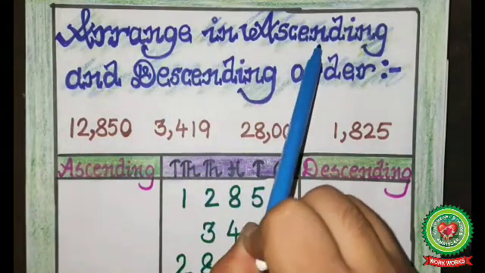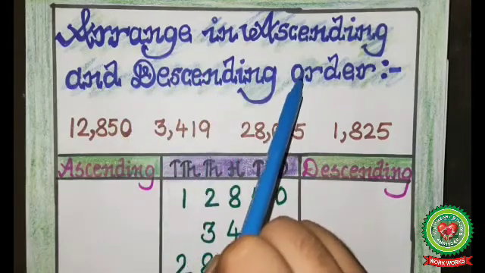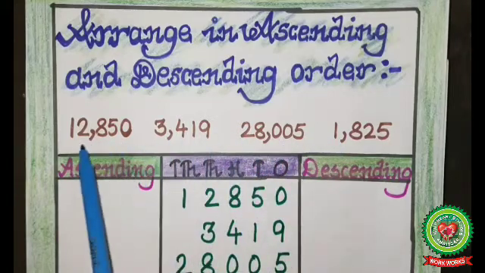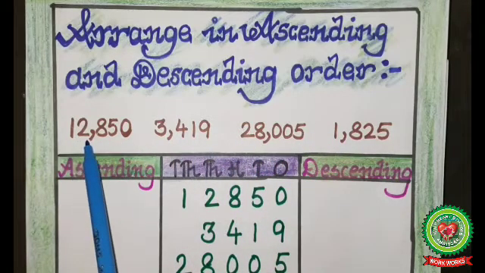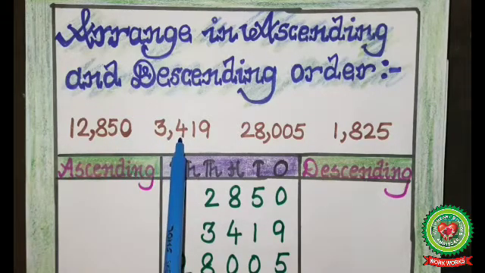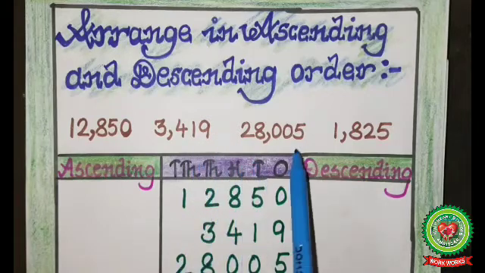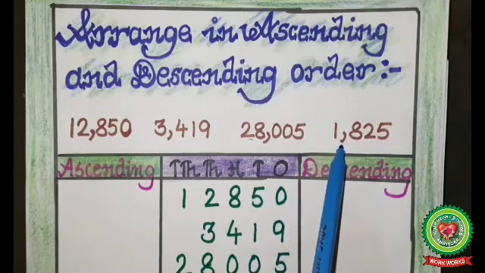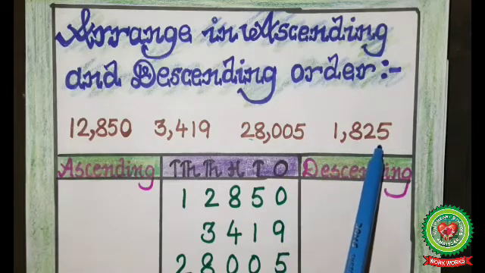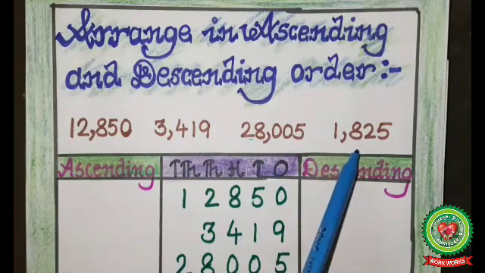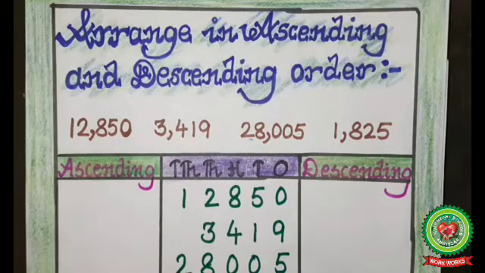Arrange in ascending and descending order. Now students, statement is given to us. Let's read the statement. 12,850, 3,419, 28,005, 1,825. Students, we have to arrange these numbers in ascending order as well as in descending order.